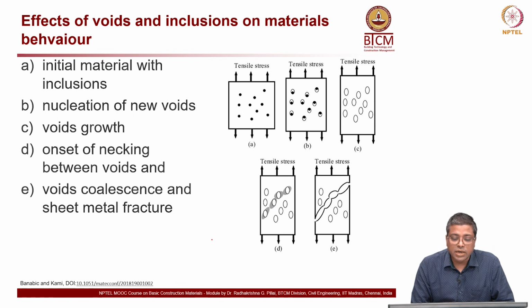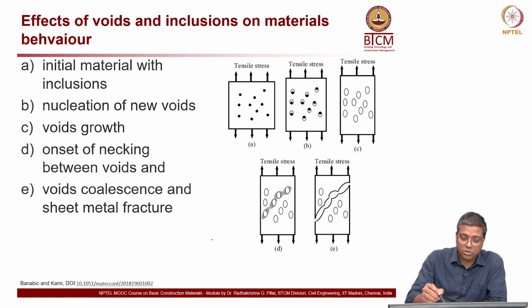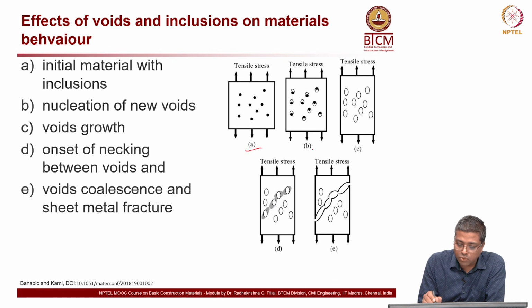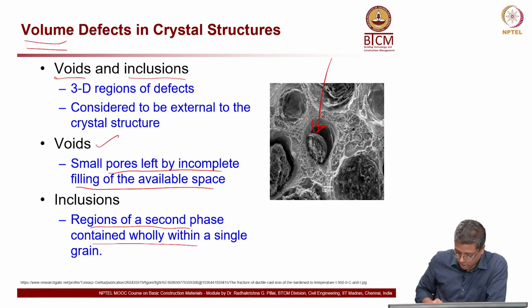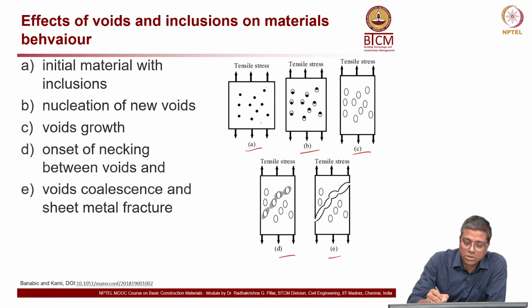Now, effects of voids and inclusions on material behavior. Look at the 5 images here, A, B, C, D and E. What is happening in the A case? You have these inclusions or voids like this one. A lot of these black dots which you see here are all those inclusions, or even voids, we can say the same thing, but let us talk about the inclusions right now. Now, as you keep applying this tensile stress, you can see the black arrows on each of those drawings.